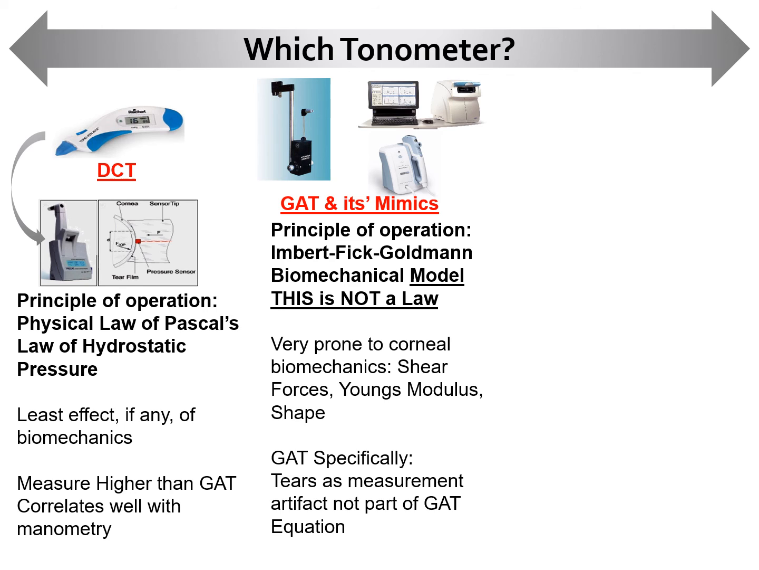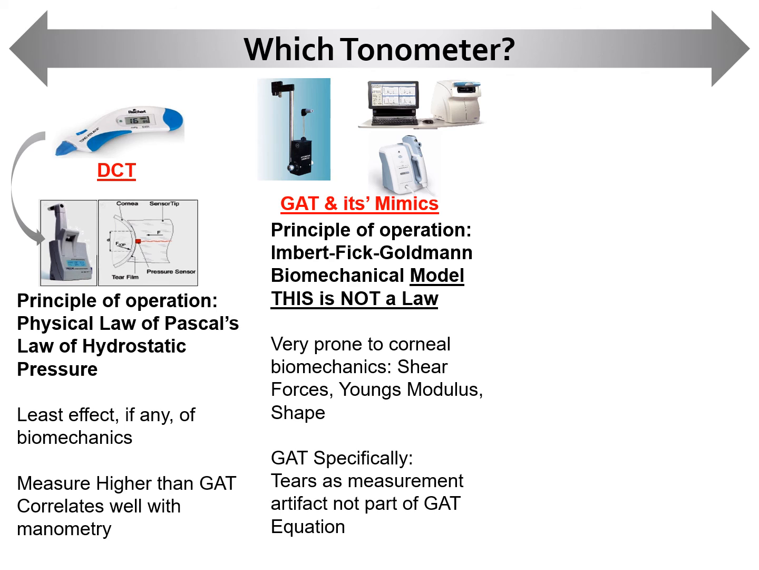GAT and its GAT mimics, all NCTs are GAT mimics. They're trying to recreate an applanation process with an air plume. Its principle of operation is the Imbert-Fick and Goldmann biomechanical model. This is not a law. It's definitely not a law, right? And as proof of this, it's only affirmatively cited as a law in optometry and ophthalmology textbooks and patents for ophthalmological instruments.